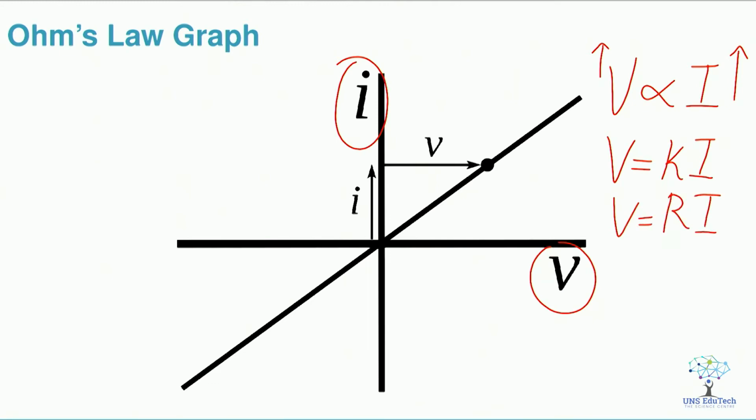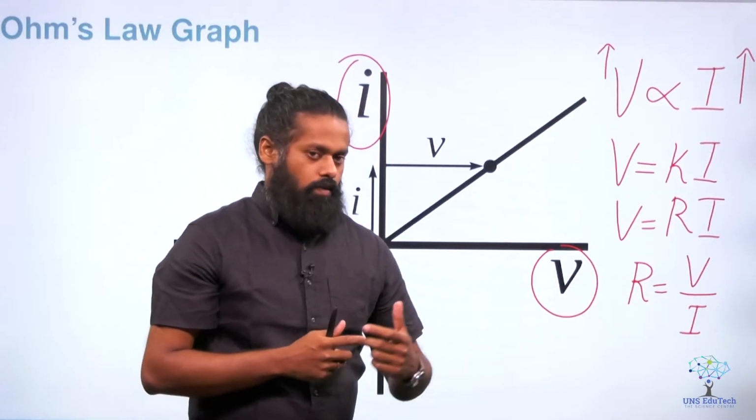This R is a very special constant called the resistance of the material, or R is given as the ratio of voltage divided by current across that particular resistance. This law is called Ohm's law.